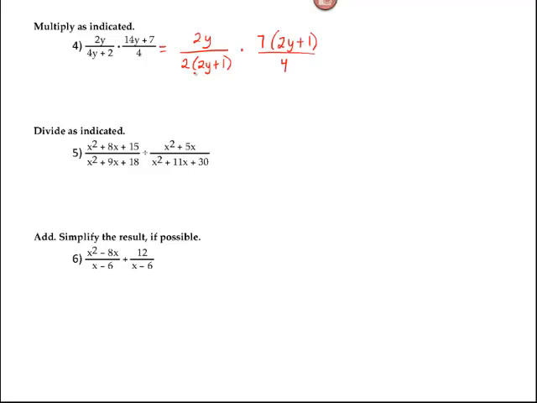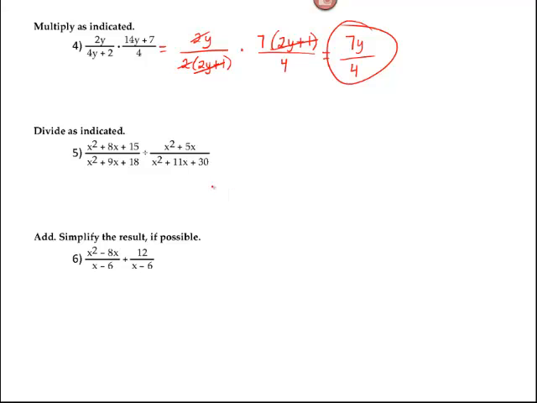And so if you look, we can cancel out the 2y plus 1s, and we can cancel out these 2's, leaving us with a 7 and a y on top that get multiplied together, and only a 4 on the bottom. So our answer is 7y over 4.